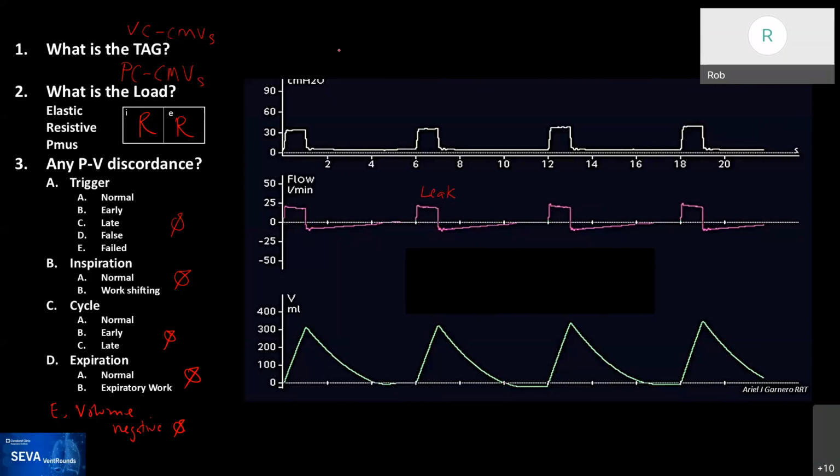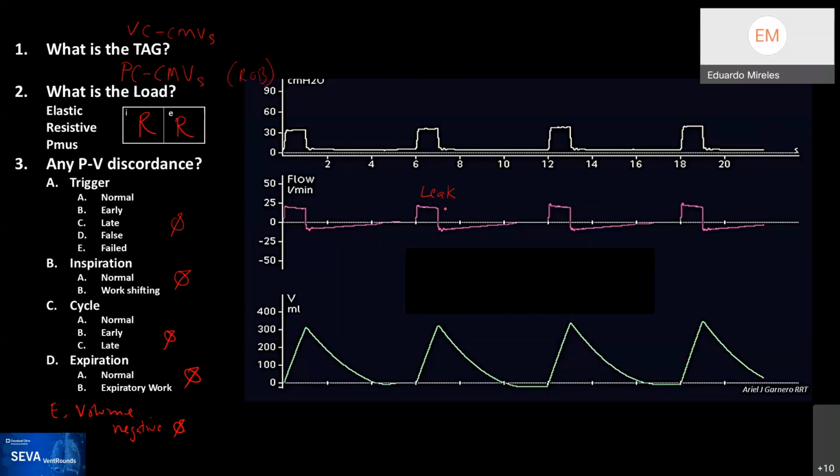So let me just go back for a second before you go there. So you're saying what mode it is? PCCMBS? P, yeah, P like pressure. Okay, so this is PCCMB, Rob says yep, and then you're saying during that the load is a leak?